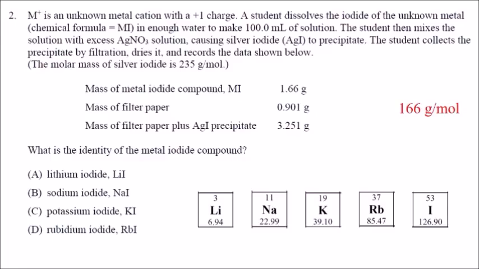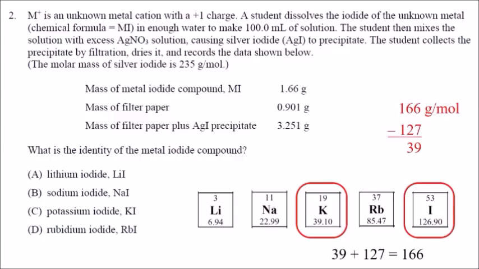If we subtract 127 from 166, 127 is the mass of iodine. That means that the metal has a mass of 39. So the correct answer is potassium iodide, which has a molar mass of 166 grams per mole.